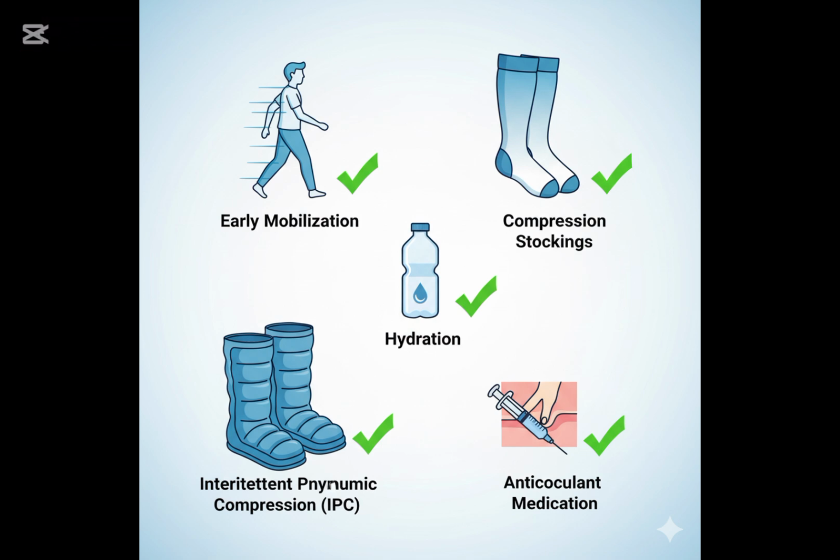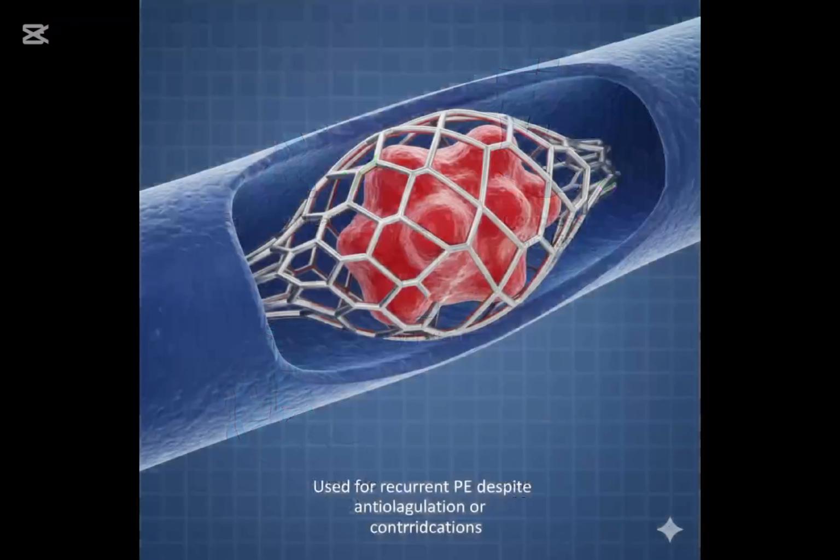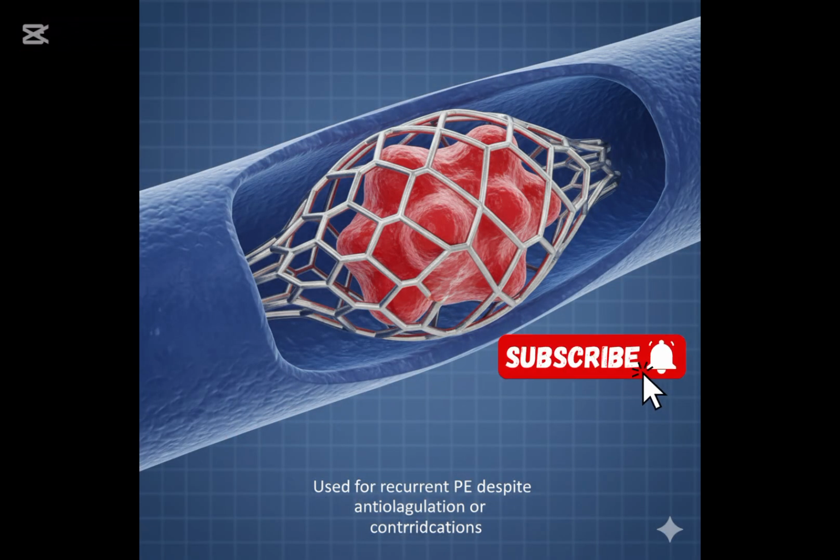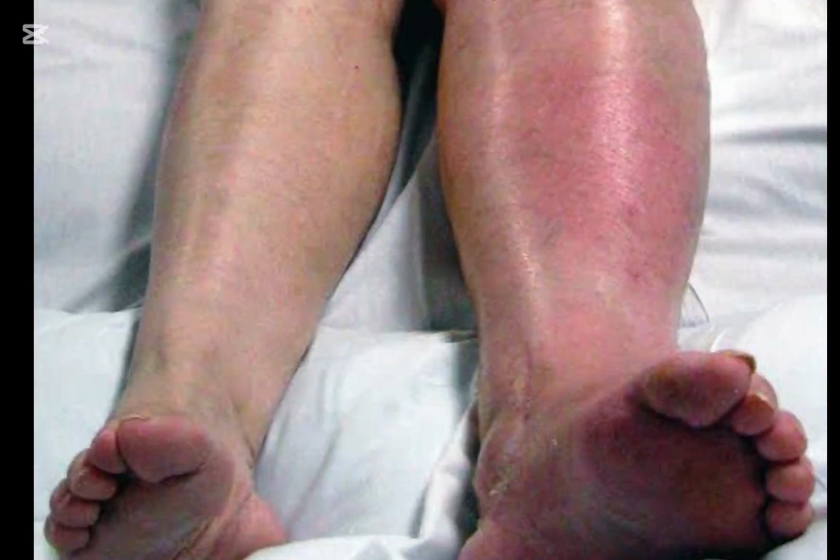A few points to keep in mind: antiplatelet drugs are not used in DVT management. Thrombolysis is reserved only for massive pulmonary embolism when the patient is unstable. And IVC filters are indicated when pulmonary embolism recurs despite anticoagulation or when anticoagulants are contraindicated. The best overall treatment strategy is warfarin plus subcutaneous enoxaparin.